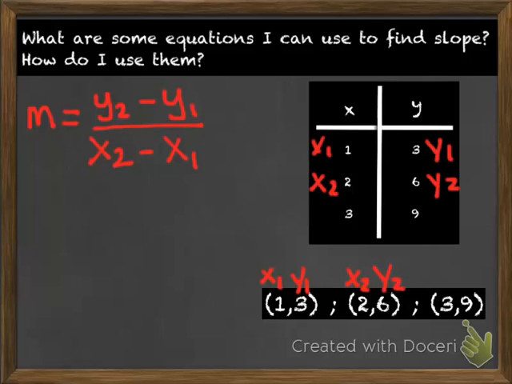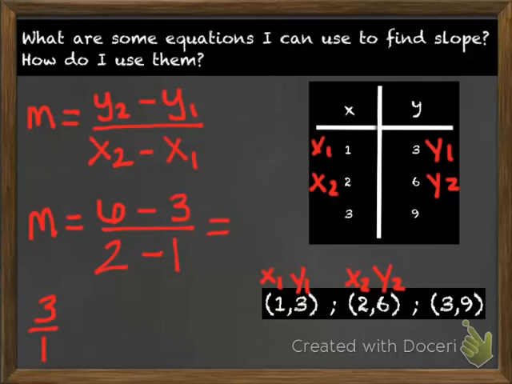Then we'll plug the numbers into the equation and solve. So 6 minus 3 over 2 minus 1. 6 minus 3 is 3. 2 minus 1 is 1. We have 3 over 1, which reduces to 3. So our slope for this table or this set of points is 3.